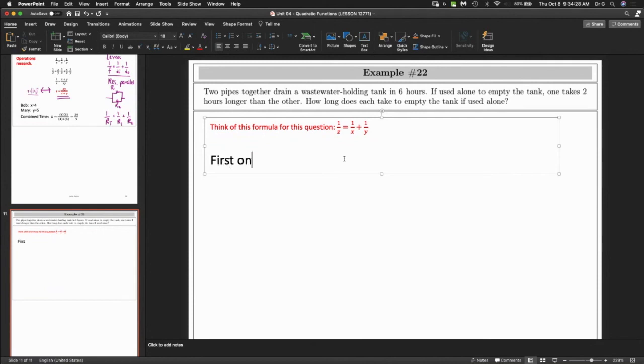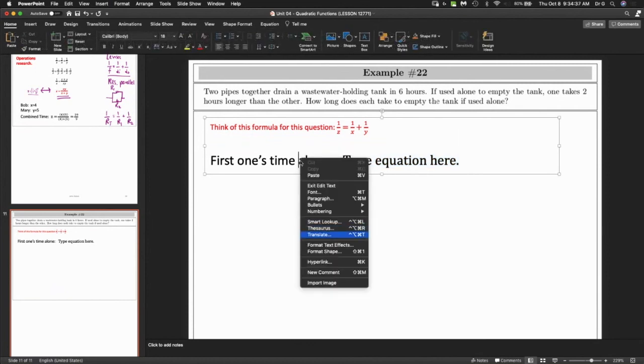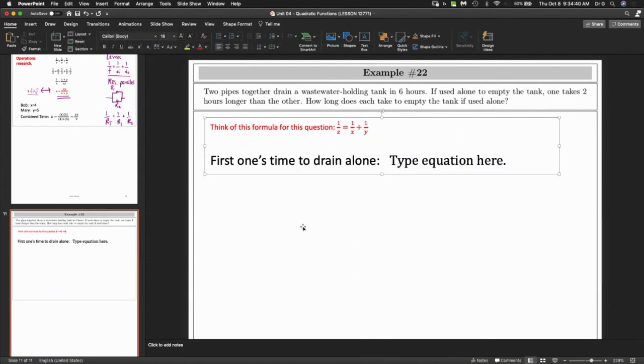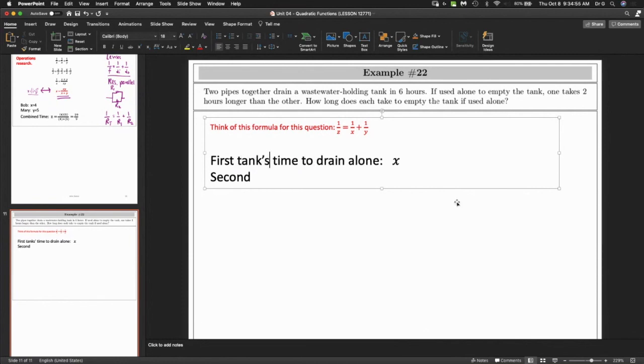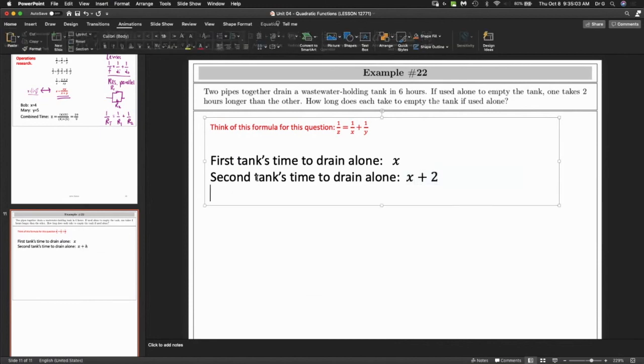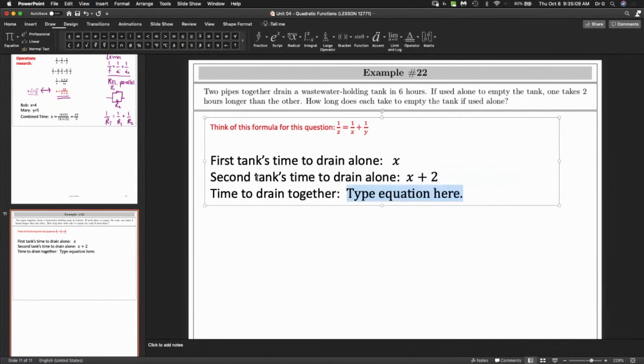So the first one's time to drain alone is X. The second one, one takes 2 hours longer than the other, so it's X plus 2. Time to drain together is 6.